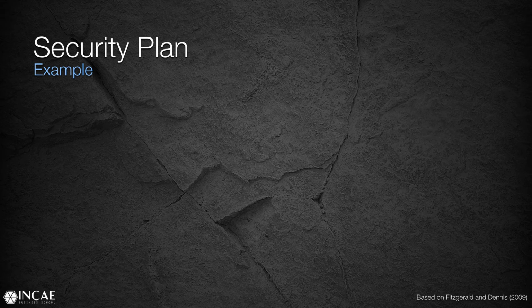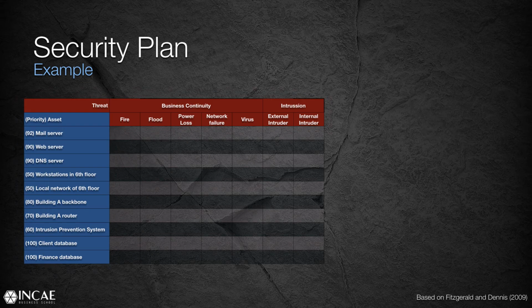An easy way of viewing this, which is inspired by an example by Fitzgerald and Dennis, by the way, is as a table. In the first column, we're going to list our assets along with their priority. For instance, we can see in this example that in the bottom rows, the client's database and the finance database have a 100 out of 100 priority. These are the utmost important assets in our firm. However, we see that the workstations on the 6th floor only have a 50 out of 100 in their priority scale.